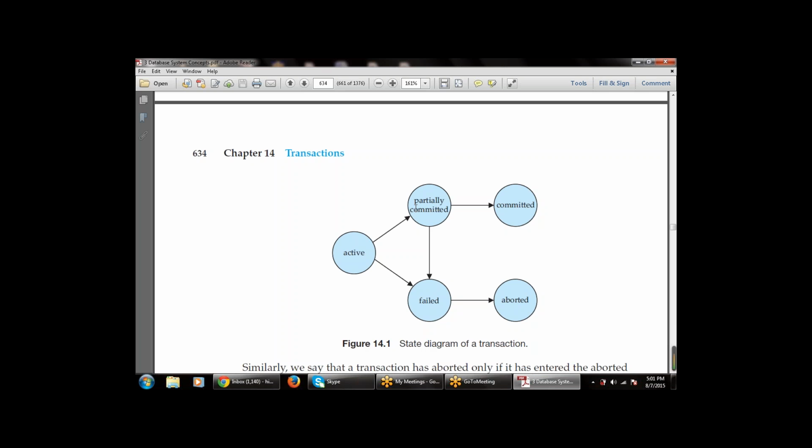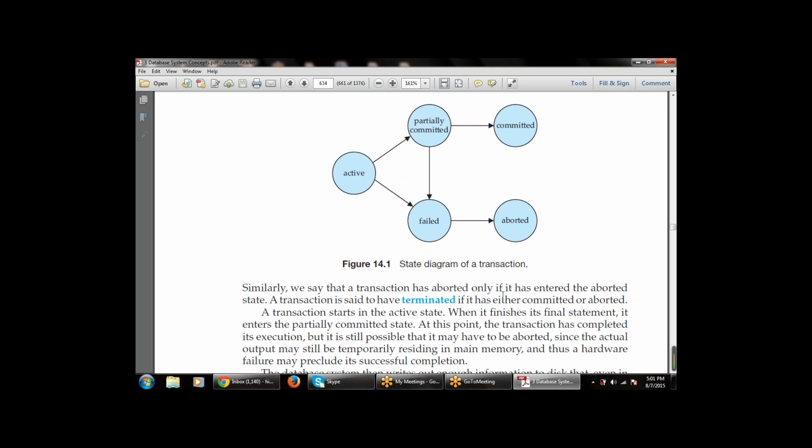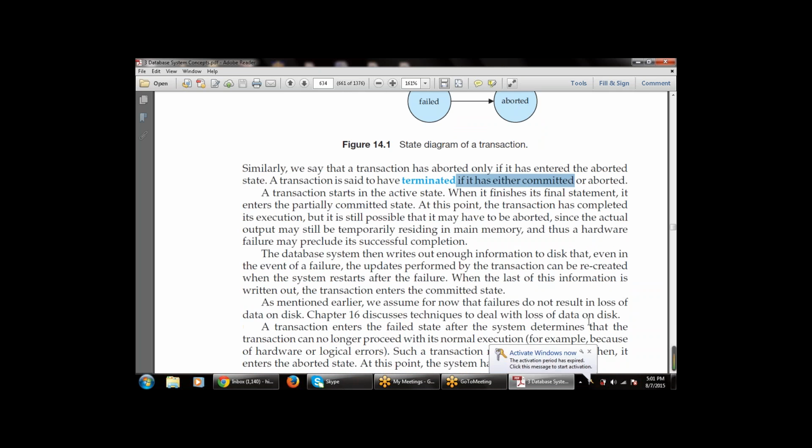So this is the active state, then there will be partially committed. From the partially committed, there will be a failed transaction, a committed transaction, or an aborted transaction. So this is the state diagram of a transaction. In a similar way, we can say that a transaction has been aborted only if it has entered the aborted state, and is terminated if it is either committed or aborted.